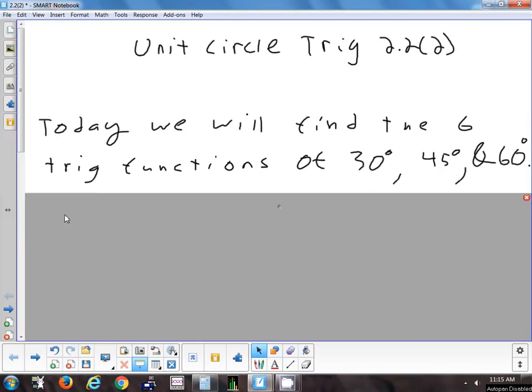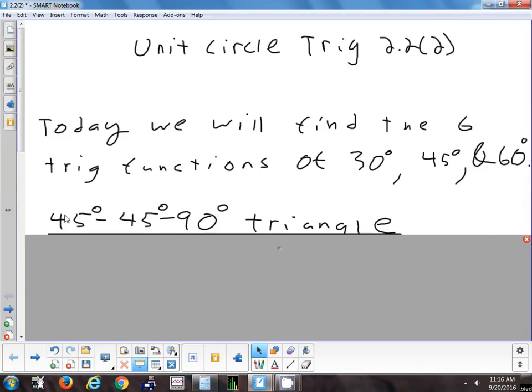Today we're going to look at how we can find the 6 trig functions, not just of those 4 angles, but of 30, 45, and 60. And what's nice is once we figure out how to find the 6 trig functions for these, we can find the 6 trig functions of anything that's a multiple of these, which is what we're going to do tomorrow. It's basically what we're doing today, just thinking about it as mirror images. Okay, so once we know this, tomorrow's not too bad.